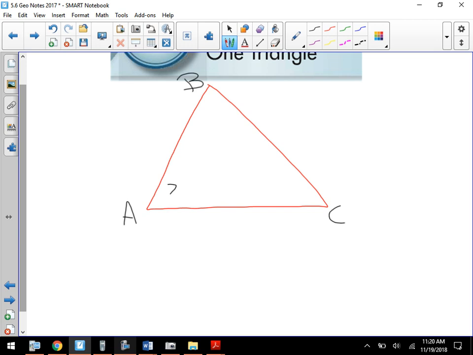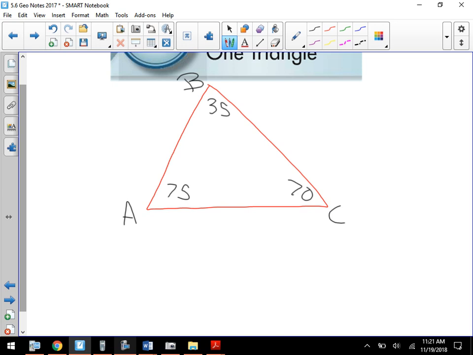So what happens here is, let's say this is 75, this is 70, and then that makes this one 35. Which one of those is the largest angle? The 75, angle A. Which one is the next largest angle? Angle C at 70, which by process of elimination makes angle B the smallest, with a measure of 35. You okay with that? Because how many degrees are in a triangle? 180, right? So if I did this correctly, 35 plus 70 is 105, plus 75, yeah, 180.